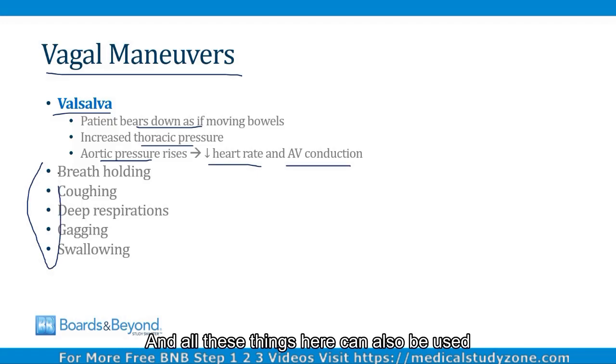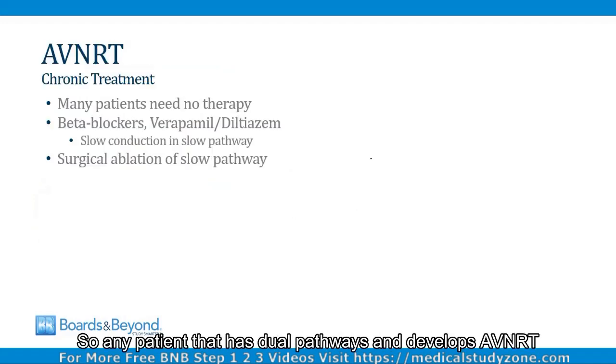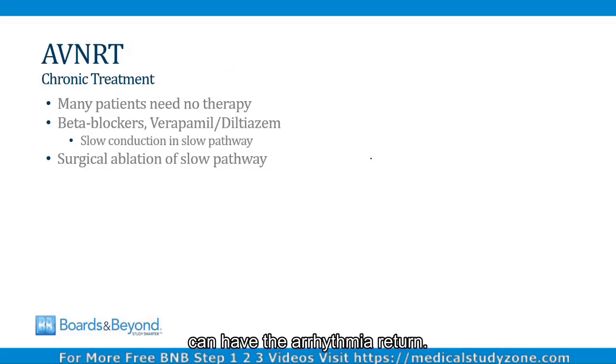And all these things here can also be used as vagal maneuvers, and many patients who have AVNRT learn to do these things. They simply feel palpitations, and they do one of these maneuvers, and they make the palpitations go away. That is a way to manage AVNRT if the patient is able to do it. So any patient that has dual pathways and develops AVNRT can have the arrhythmia return, although for many patients the arrhythmia happens very infrequently and it's really not much of a problem.